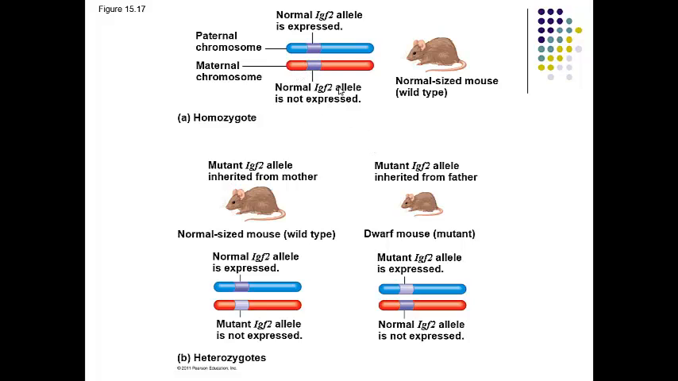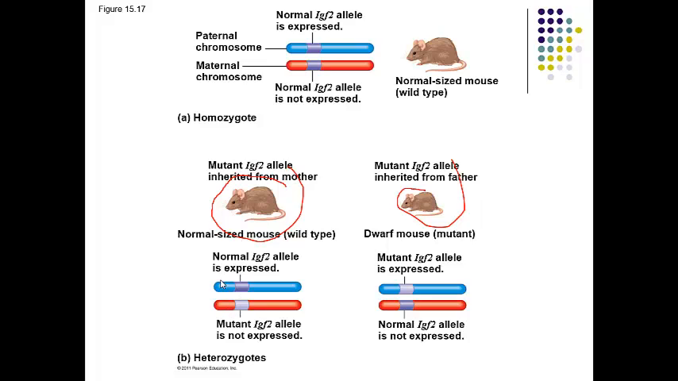So you see an individual who is heterozygous, and here we're looking at mice. The paternal allele and the paternal chromosome is shown in blue. The maternal chromosome is shown in red. Both of these mice here are heterozygotes. The mouse on the left here inherited the normal allele from its father, you see it in blue, and it inherited the mutant recessive allele from its mother. So you have the normal allele from the dad, the mutant allele from the mom.